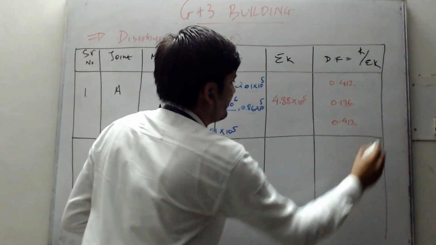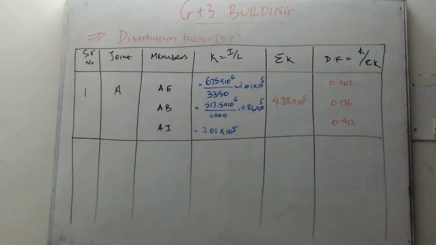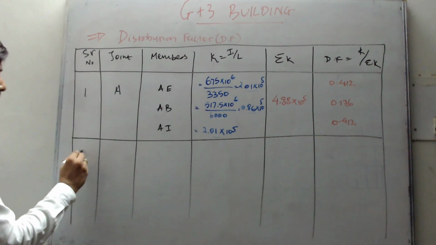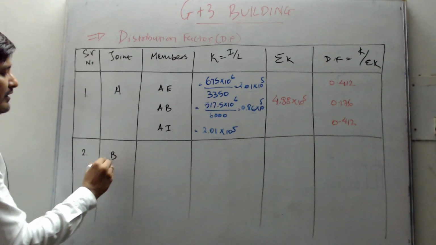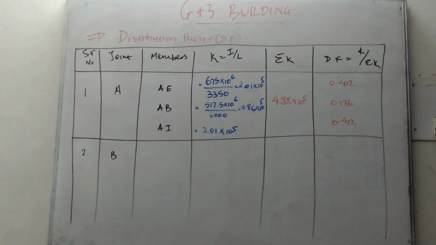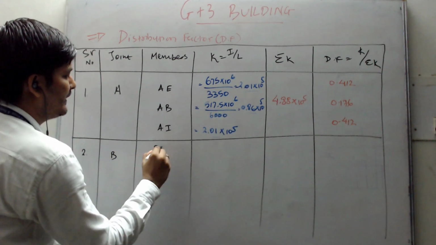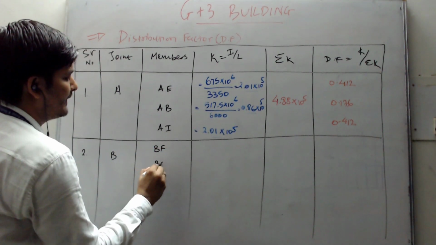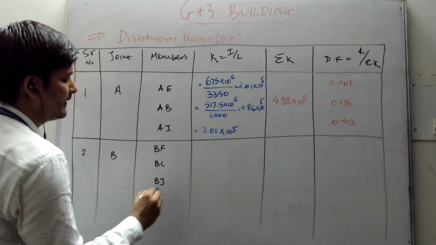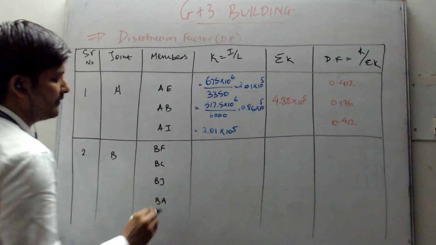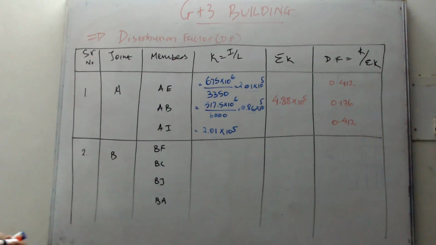Then next we are going to do the calculation at joint B, second joint B. So at B, how many members are joining? So again 4 members here: BF, BC, BJ and BA. You need to refer to your substitute frame, right? These are the members that are joining at joint B.